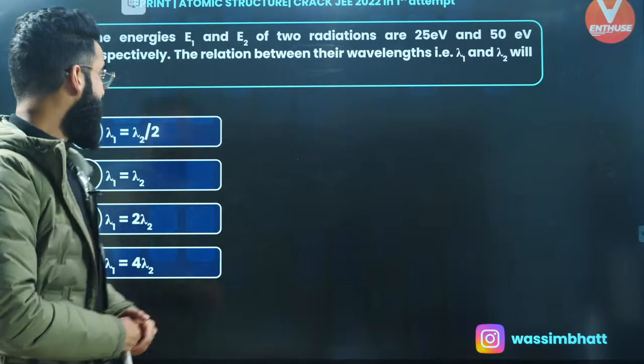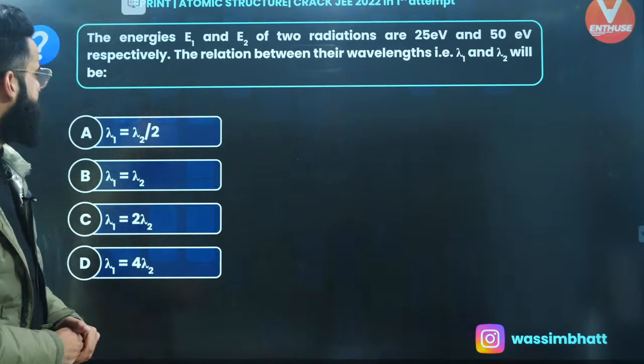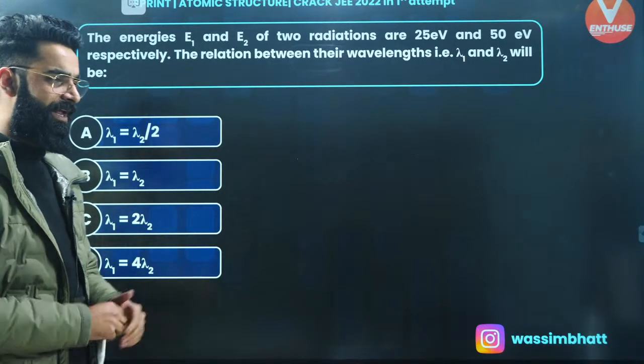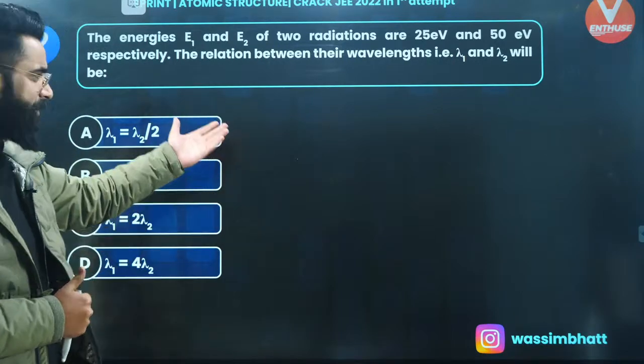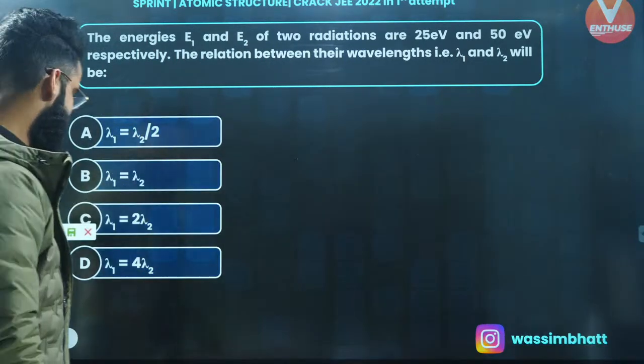Look at this question, people. The energies E1 and E2 of two radiations are 25 electron volts and 50 electron volts respectively. The relation between their wavelengths lambda 1 and lambda 2 will be. A simple question, and this question was asked in last year's JEE Mains examination. See what kind of a basic question was asked, people.